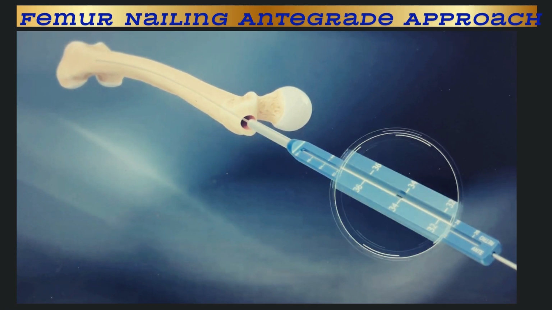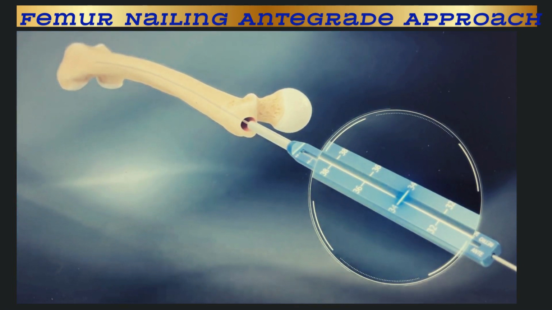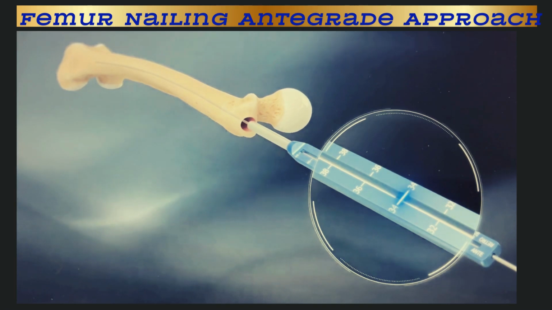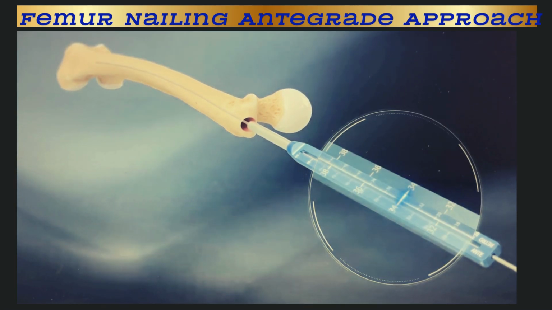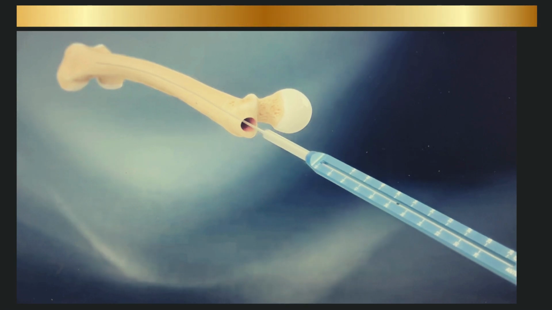The proper nail length is determined by sliding the guide wire depth gauge over the ball nose guide wire to the greater trochanter and reading the appropriate length from the calibrated line on the guide wire.